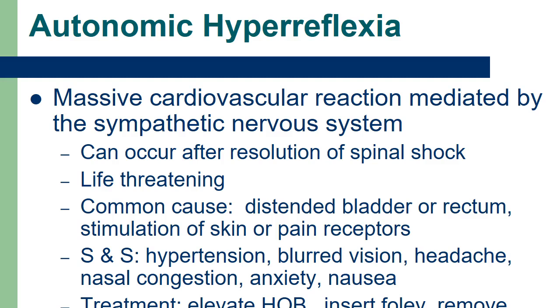Treatment, elevating that head of the bed, just as a real quick maneuver to bring down the blood pressure, but we're going to need more than that. We need to get to the root of the cause. So what caused this to happen? Have we straight cathed them? Do a bladder scan, see how full their bladder is. Maybe they need to have a Foley inserted. If we haven't removed any stool from them, we need to disimpact them. Maybe their clothing is too tight, you need to remove tight clothing. All of these things can help resolve this autonomic hyperreflexia. If those symptoms persist, they might need a vasodilator to help decrease that blood pressure.